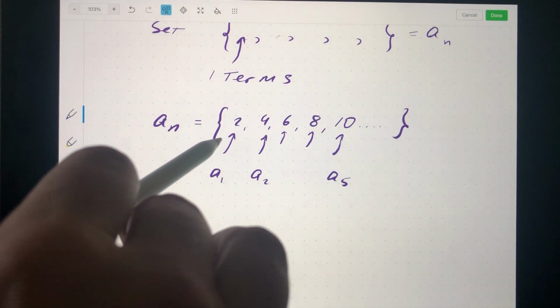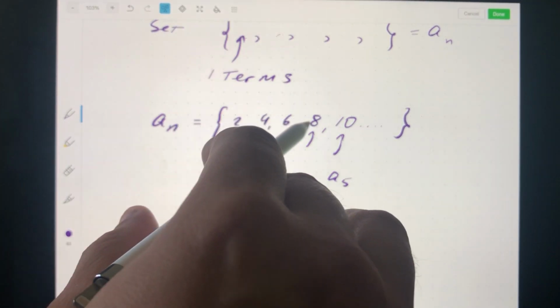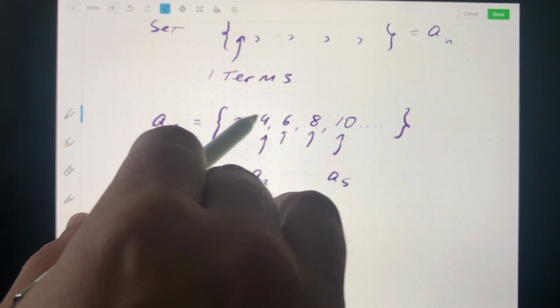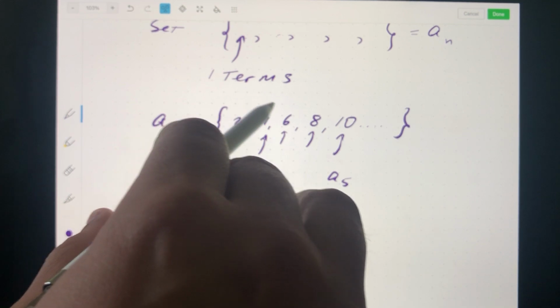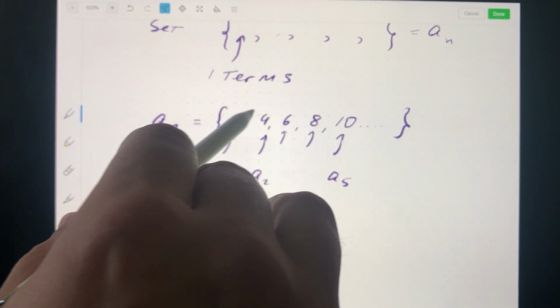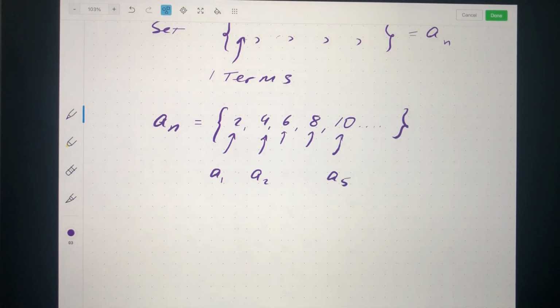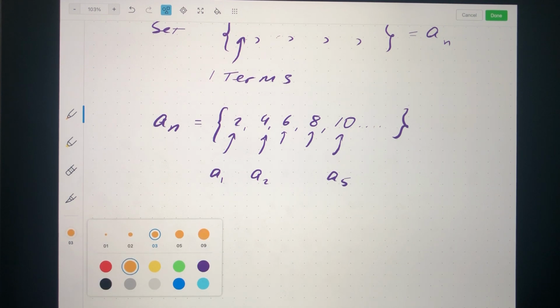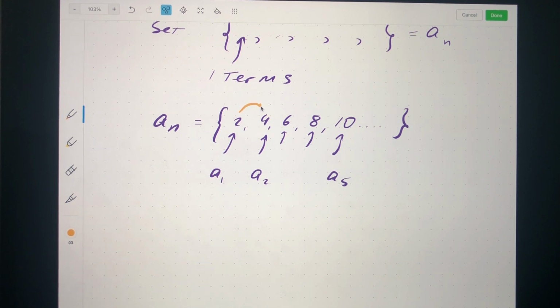If the pattern between the numbers is such that we can get from one number to the next by adding or subtracting the same amount, then it is called arithmetic. And in our case, if we add 2 to the previous number, we get the next. If we add 2 again, we get the next, and so on and so on. So each time we add the 2, we get the next number.